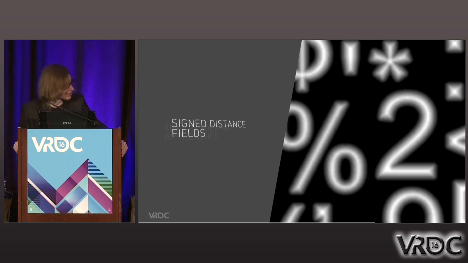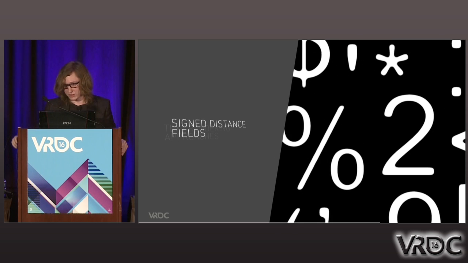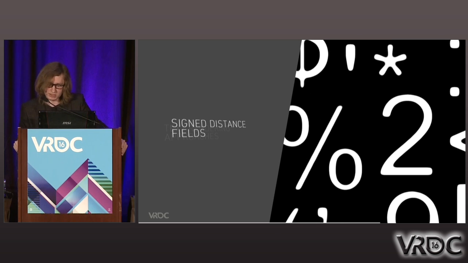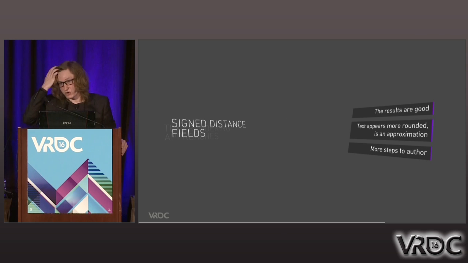So another approach to this is signed distance fields, which I believe was first introduced by Valve. So the way this works is that you can give it a really low resolution texture, and on the pixel level, this will then draw very sharp lines around this text. And this approach works actually fairly well, but there are also a few problems with this.